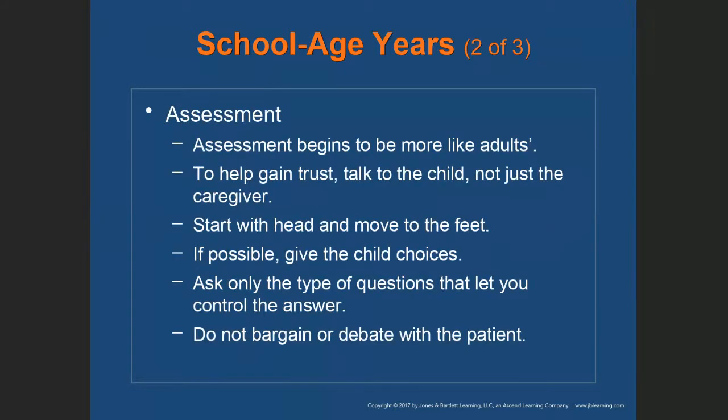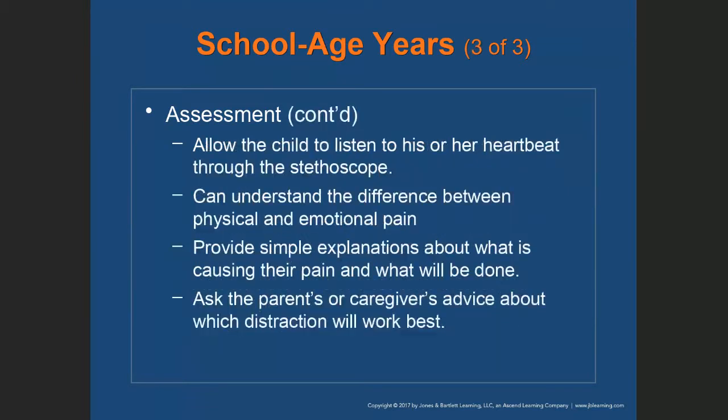Assessment begins to be more like adults. To help gain trust, talk to the child, not just the caregiver. Start with the head and move to the feet if possible. Give the child choices. Ask only the type of questions that let you control the answer. Do not bargain or debate with the patient. Allow the child to listen to his or her heartbeat through a stethoscope.